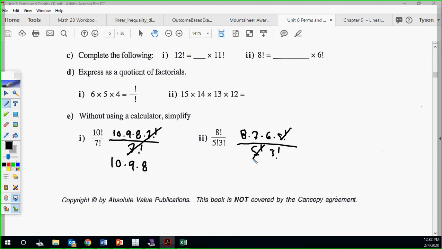Now, with that, I'm not going to be able to cancel 3 factorial, but 3 factorial is 3 times 2 times 1, which is 6. So this is 6, so I can cancel that off. 3 factorial and cancel the 6, because that's what it's equal to. So just 8 times 7 for 56. And yeah, sorry, I said this was 720.